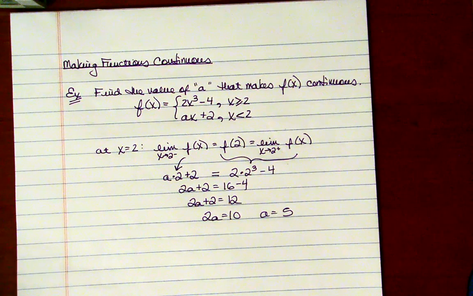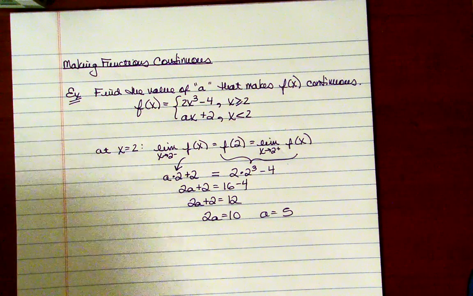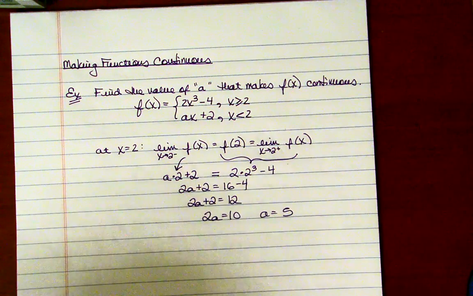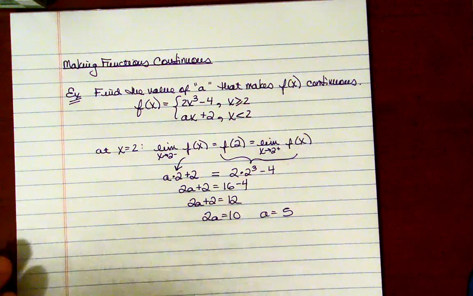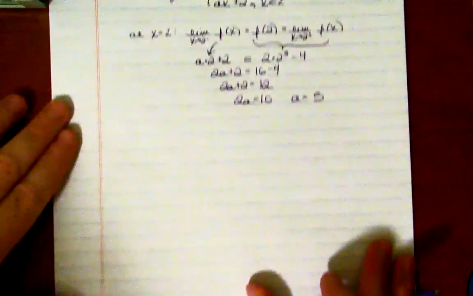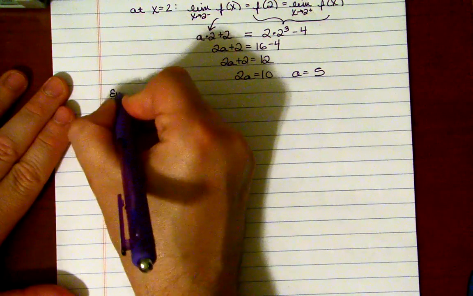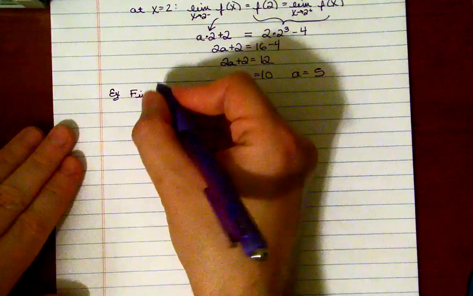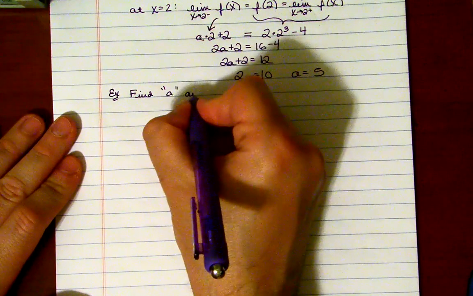And let's take a look at Desmos just to make sure that worked. Perfect. So we saw from that graph, when a equals 5, yep, that function's going to be continuous. Let's try one more, a little harder. Find a and b.